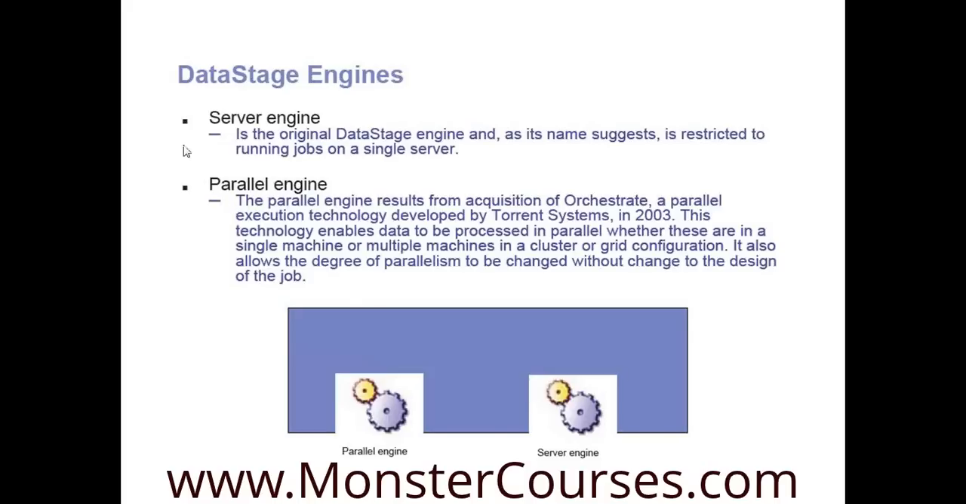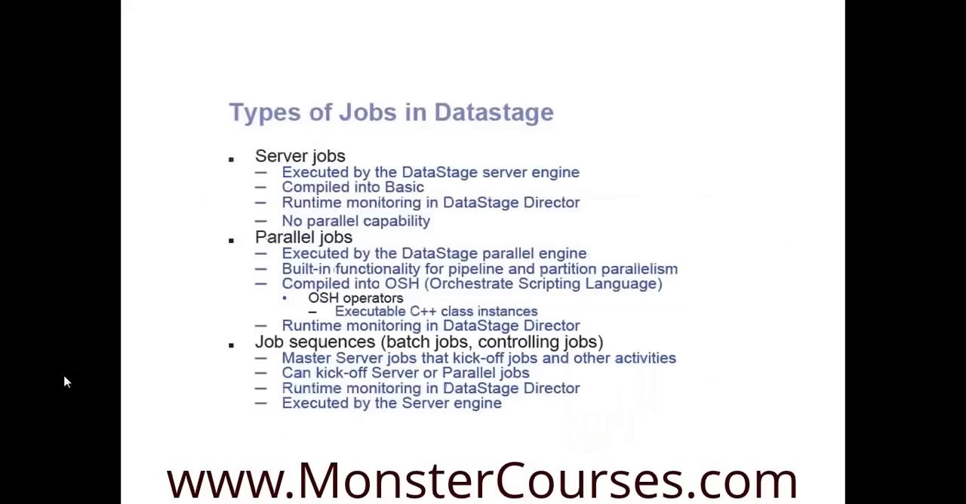As I said, DataStage contains the server engine and the parallel engine. Why? Because some of the clients are still using server jobs for some operations. So when we compile and run, the server engine takes care of the server jobs, and the parallel engine takes care of all the parallel jobs. So the types of jobs here are server jobs, parallel jobs, and job sequences.